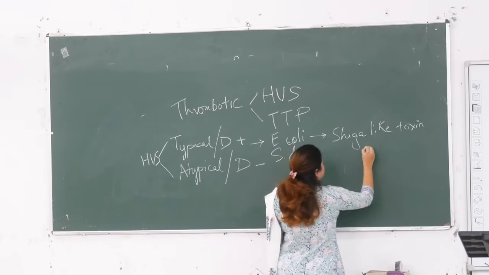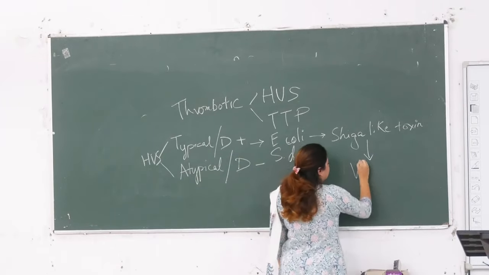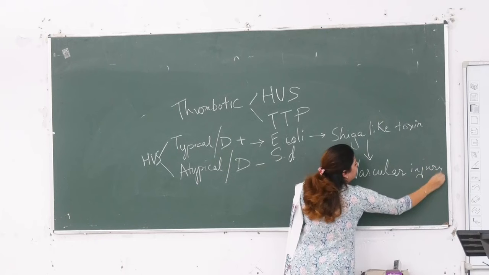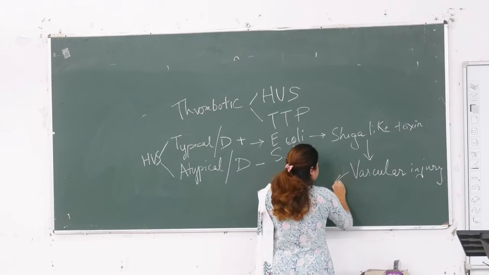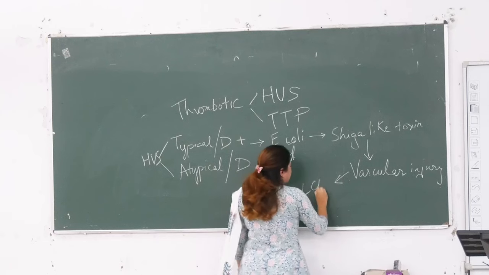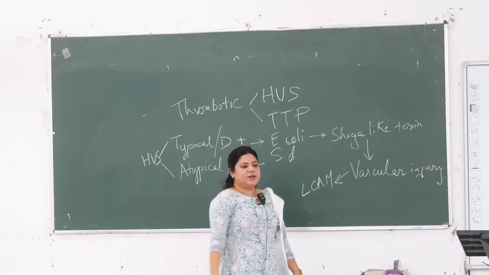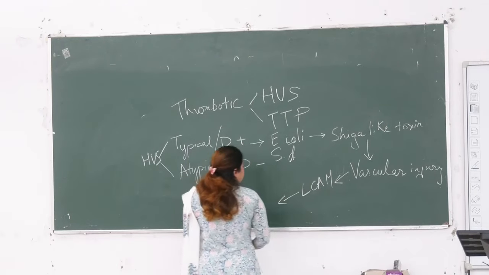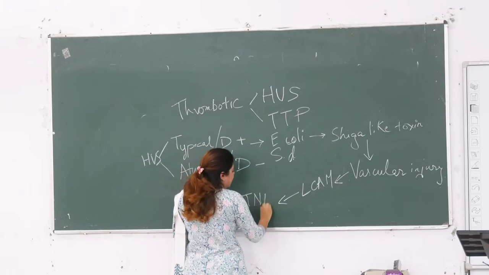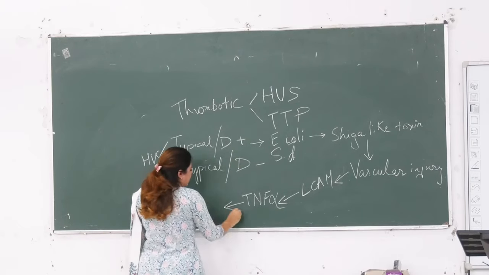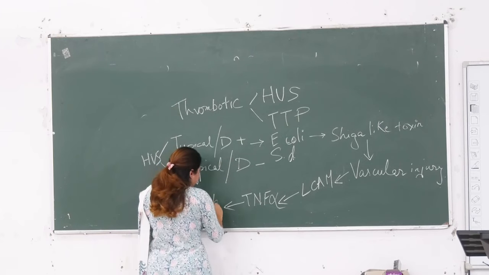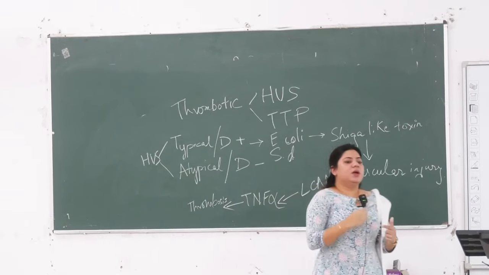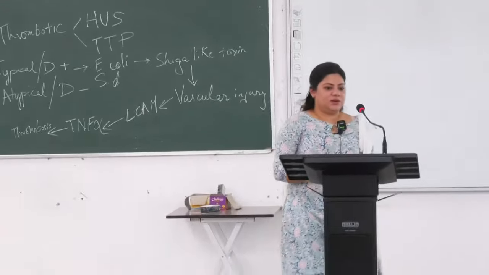Now, this Shiga-like toxin causes endothelial injury, leukocyte adhesion molecules, right? Leukocyte adhesion molecules, then there is activation of TNF alpha. All vessels throughout the body are affected. Kidney has small vessels, it is more affected, right?